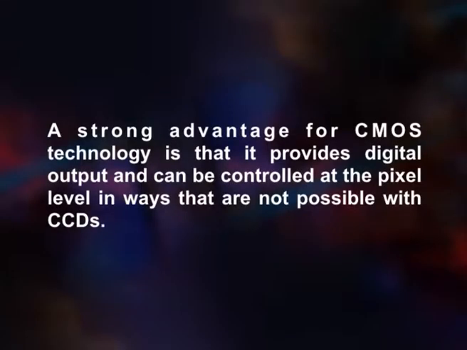In a CCD sensor, light enters the photoreceptor and is stored as an electrical charge within the sensor, then converted to voltage, buffered and sent out as an analog signal with the shutter closed. A strong advantage for CMOS technology is that it provides digital output and can be controlled at the pixel level in ways that are not possible with CCDs.